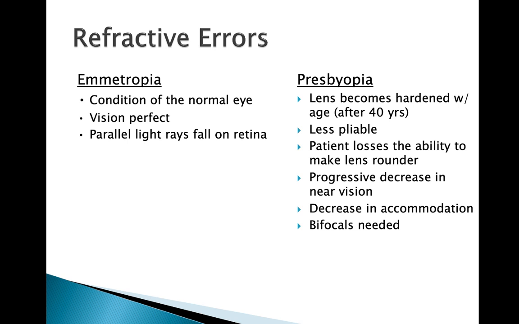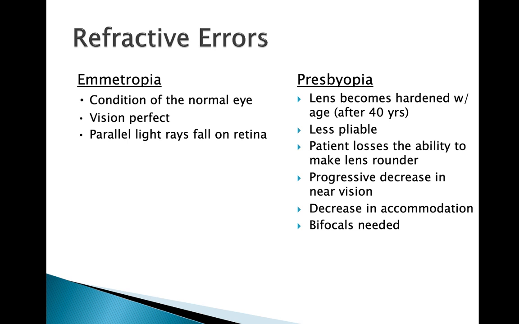So emmetropia is when you have normal perfect vision, 20/20. The parallel light rays fall precisely on the back of the retina. So those people do not have to use any glasses. Then we're going to talk a little bit about presbyopia. Presbyopia occurs, again, late 30s, early 40s for some people.